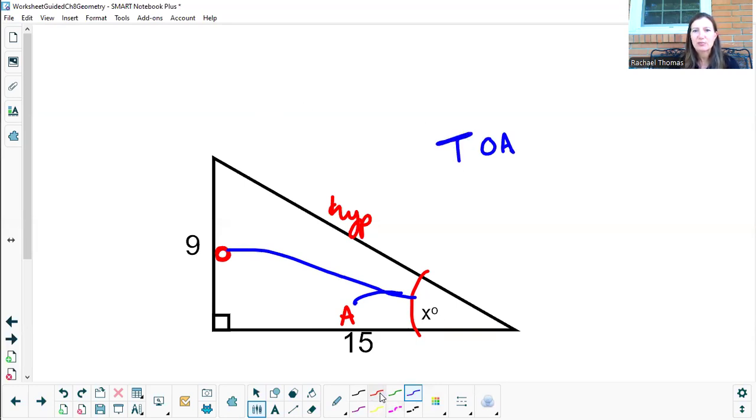This is a tangent problem, TOA for tangent. So I would set up my situation. If I knew the angle number, I'd write it right here. So I'm just going to go ahead and call that tangent x. The tangent of x degrees equals opposite over adjacent.